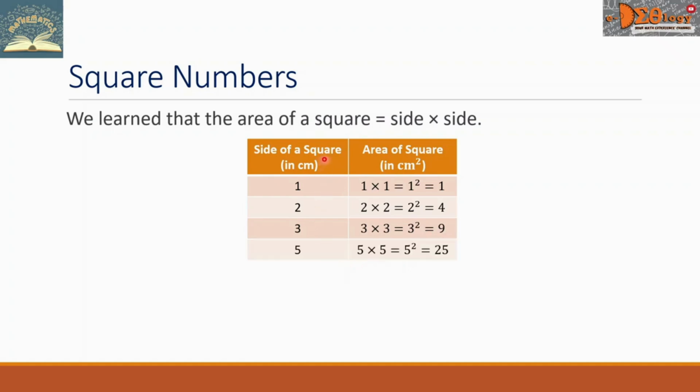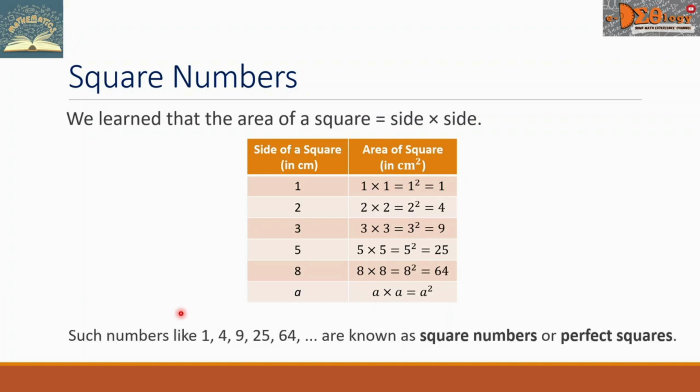What about the side of 5? The area is 5 times 5, or 5 square, and we simplify this as 25. If the side is 8, the area is 8 times 8, or 8 square, and this is 64. So if the side is A, the area is A times A, or A square.